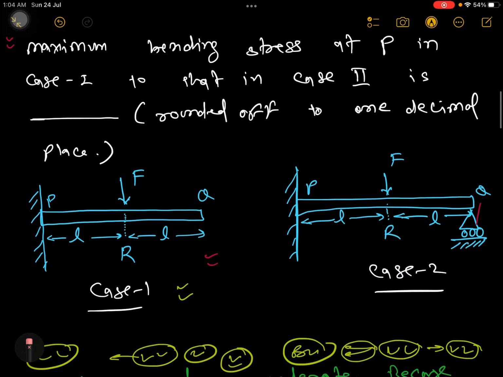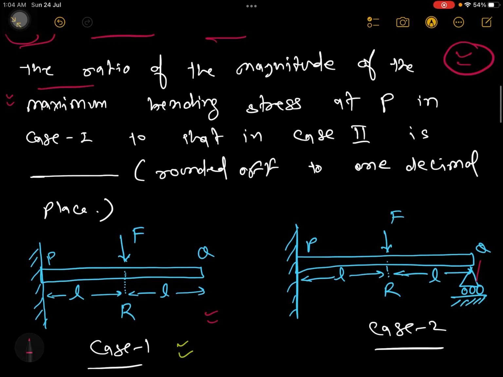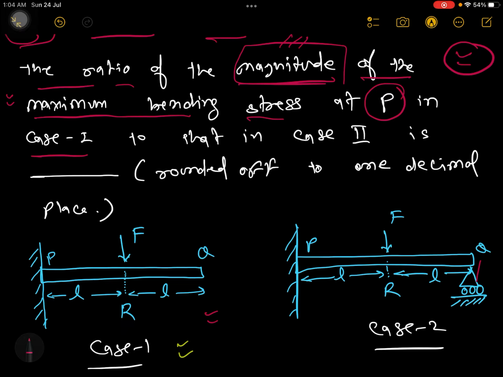Okay, now the next part is we have to think about the bending moment. Already we have solved some previous numericals of 2022 on bending moment. So you can see how important the bending chapter is. Okay, so we have to find the ratio of magnitude. So focus here, magnitude. Why are we saying magnitude? Very soon I will explain. Of the maximum bending stress at point P in case 1 to that in case 2. Okay, I'll come to this part, and now let's go into the detail of the question.